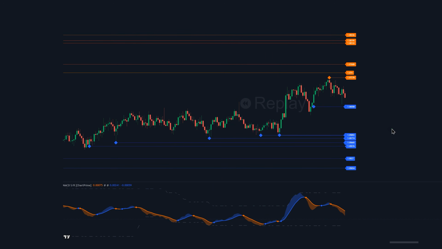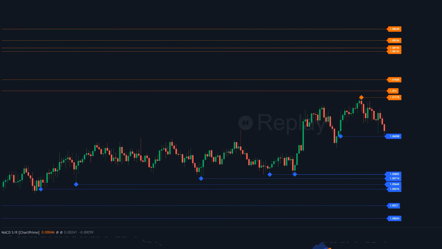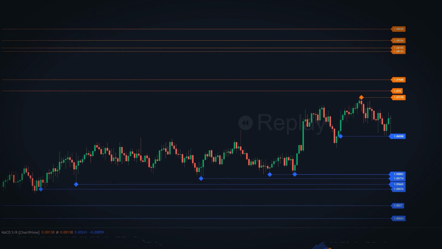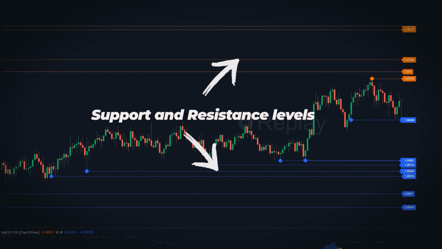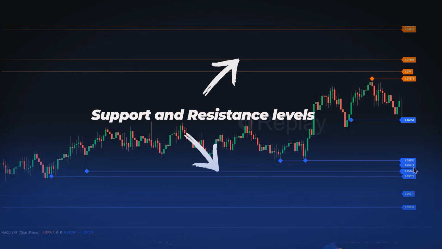So when you first load it up, you're going to see a few key things. Right on your price chart, you'll start seeing these horizontal lines pop up. These are your dynamic support and resistance levels. Support levels are typically shown in one color, maybe blue, and resistance in another, like orange.